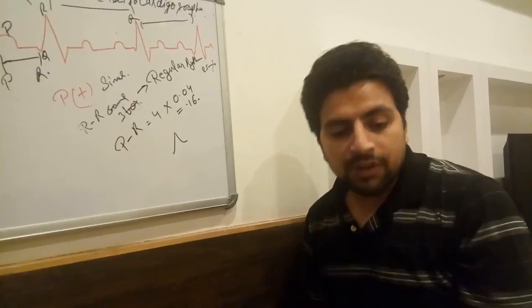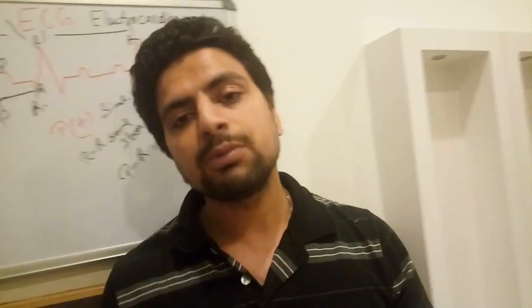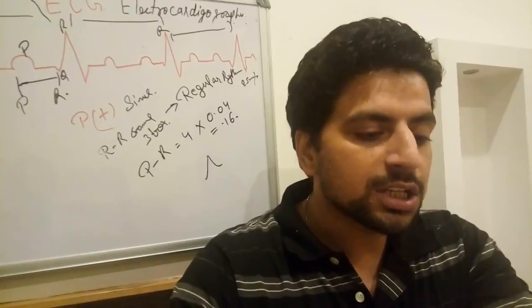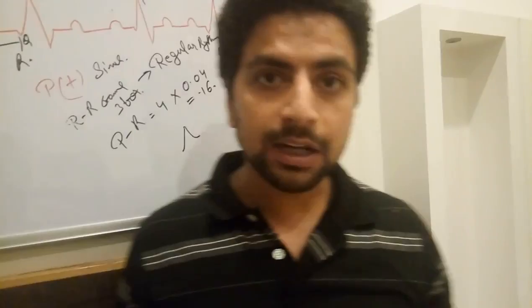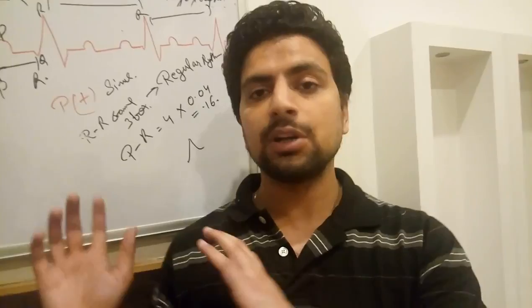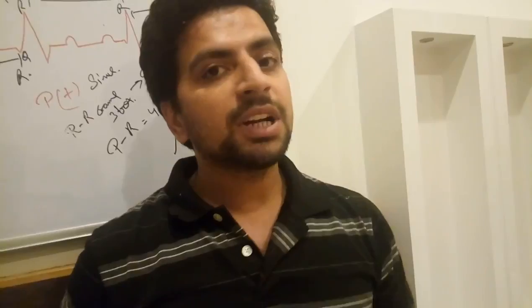So my dear friends, I hope you understand this video, how to interpret the ECG and why we use the ECG: to identify MI, acute onset, ischemia, pulmonary embolism, and so many things we are able to identify on ECG, but we need further investigation to confirm the diagnosis. But this is the primary investigation.